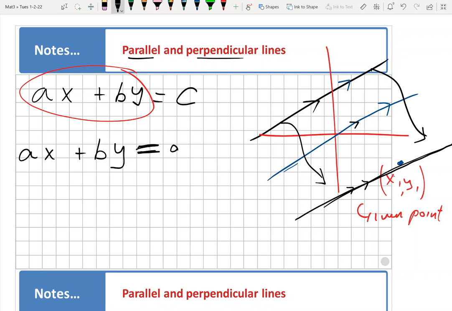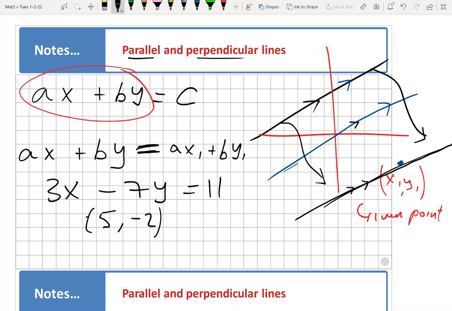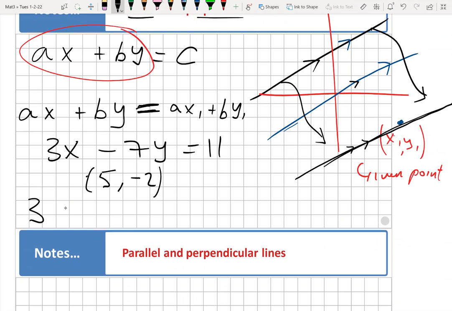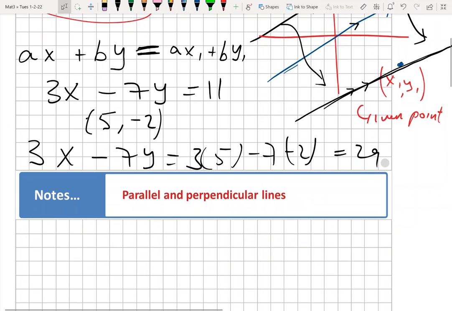Okay, and the parameters a, b. So we'll get ax1 plus by1. Okay, for example, find a line parallel to this through this. And the answer is simply 3x minus 7y is equal to 3 times 5 minus 7 times minus 2. 15 and 14 is 29. So you see 3x minus 7y equals 29. Okay.